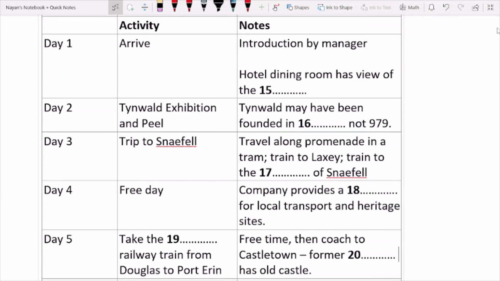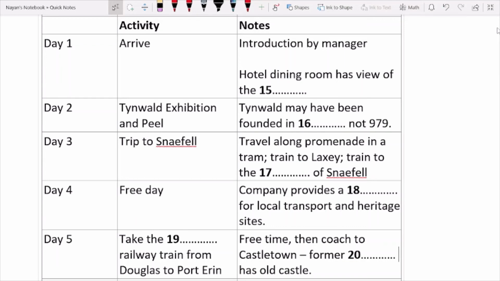Day 3, we have a trip to the mountain Snaefell. This begins with a leisurely ride along the promenade in Douglas in a horse-drawn tram. Then you board an electric train which takes you to the fishing village of Laxey. From there, it's an 8-kilometre ride in the Snaefell Mountain Railway to the top. Lunch will be in the cafe, giving you spectacular views of the island.